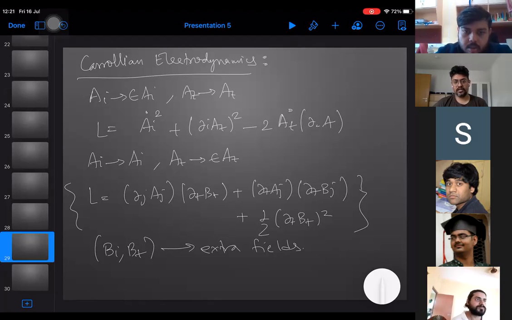So the next step will be to look at the supersymmetric versions. So that will be the one.